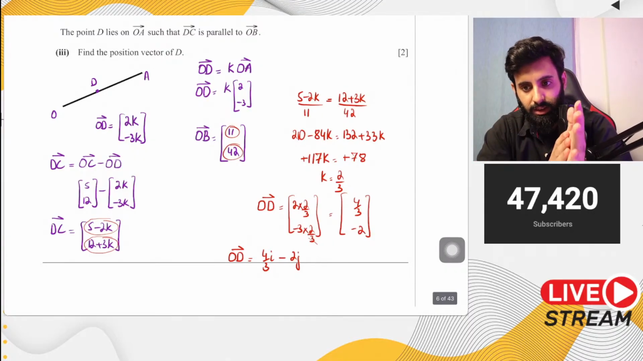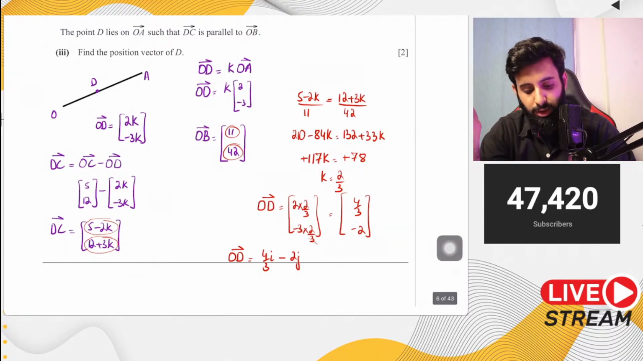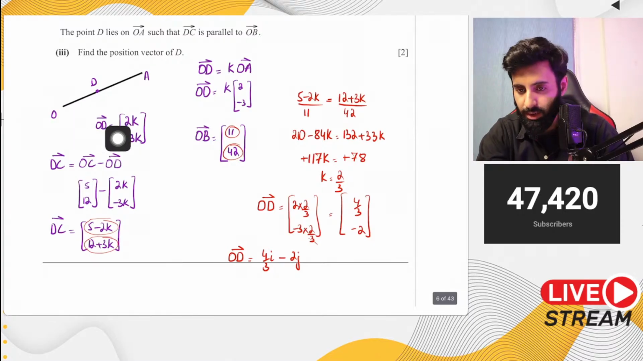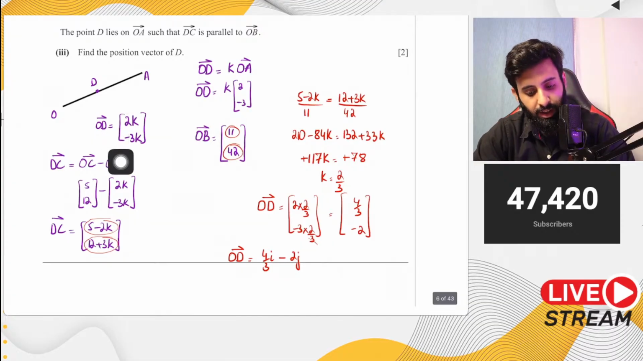Okay, so I'll give you guys a quick recap of this. OD is parallel to OA. That means OD is going to be some multiple of OA, so we took that multiple to be K. Then here's what we did. We found out DC by using the subtraction rule. So here's DC in terms of K. And OB we already had.